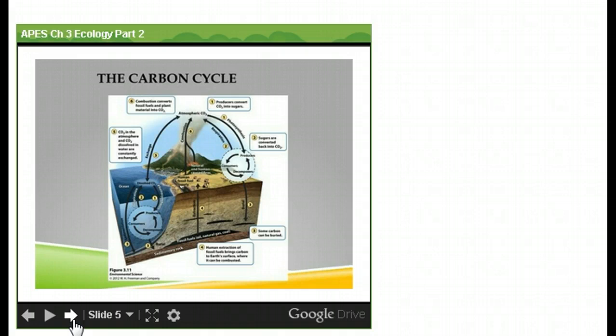Remember, humans mess with the cycle by burning fossil fuels, and also by causing fires, and when you have a fire, it's going to produce carbon dioxide. So those are a couple of ways that humans can change the carbon cycle. Always keep in mind that we have to think about the way humans change the cycle for the AP tests.